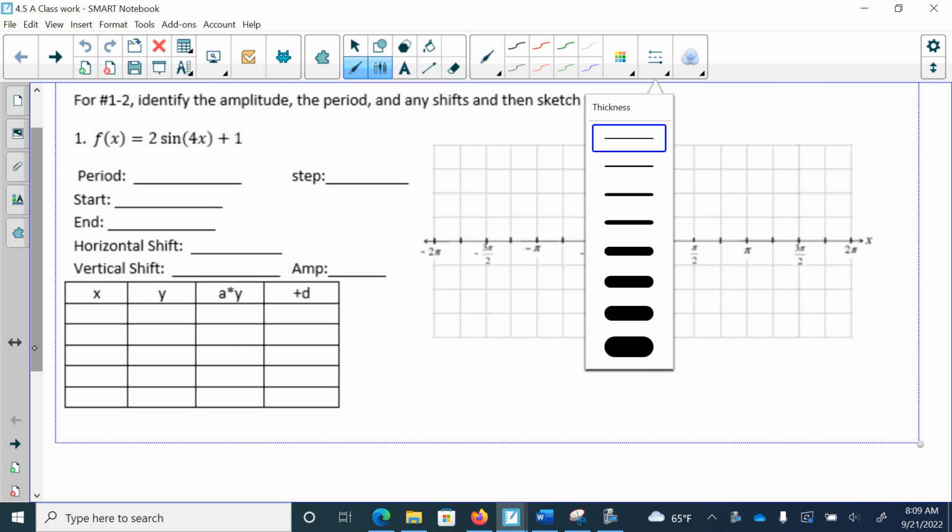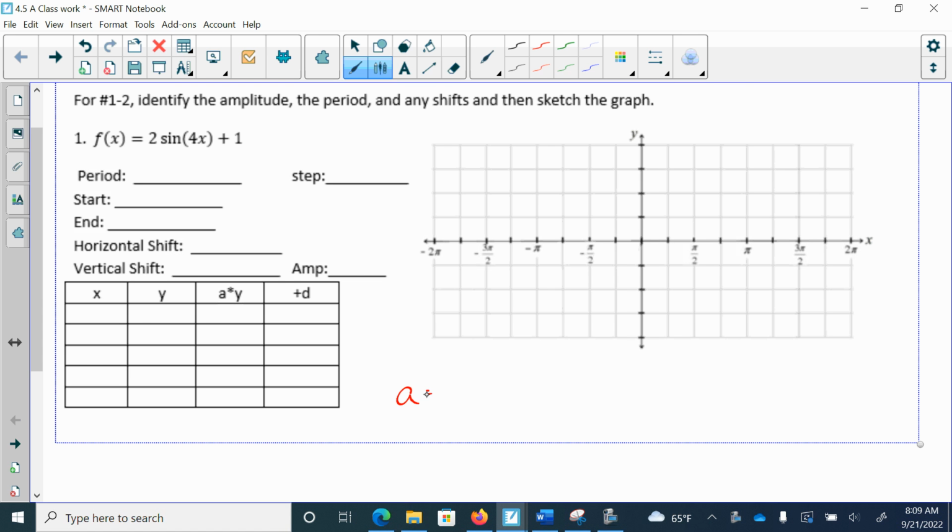I like to write down my a, my b, my c, and my d. My a is the number that's outside my trig function, so that's going to be 2. My b is the number inside with my trig function, that's going to be 4. My c is whatever I'm adding or subtracting inside this parenthesis, which in this case is nothing, so it's going to be a 0. And my d is whatever I'm adding outside the trig function, which is 1. And remember, this plus 1 can be in the front or it can be in the back.